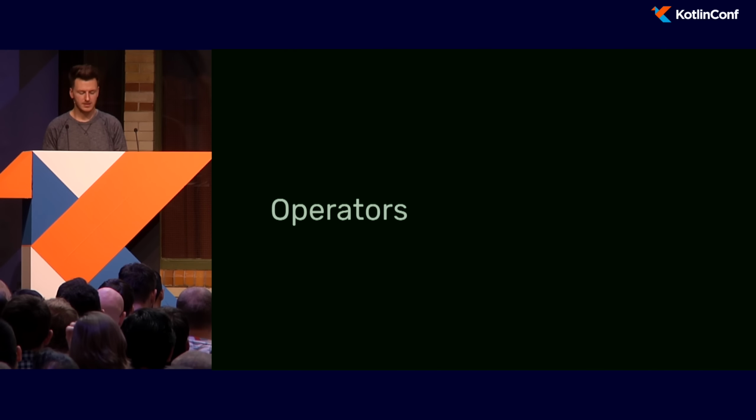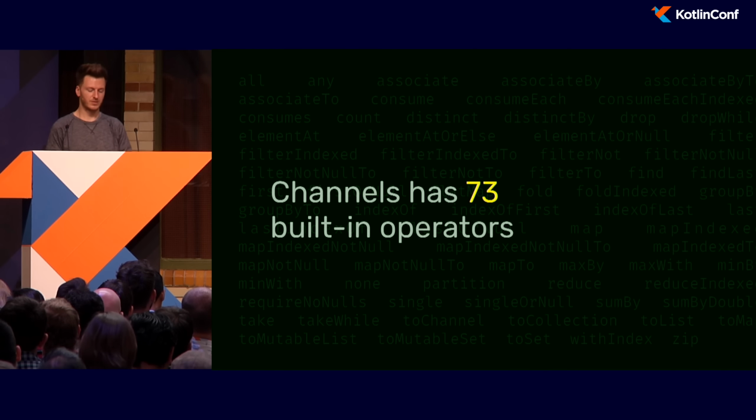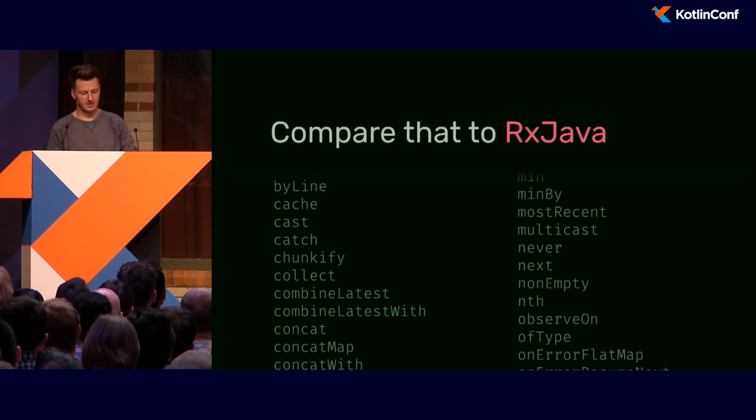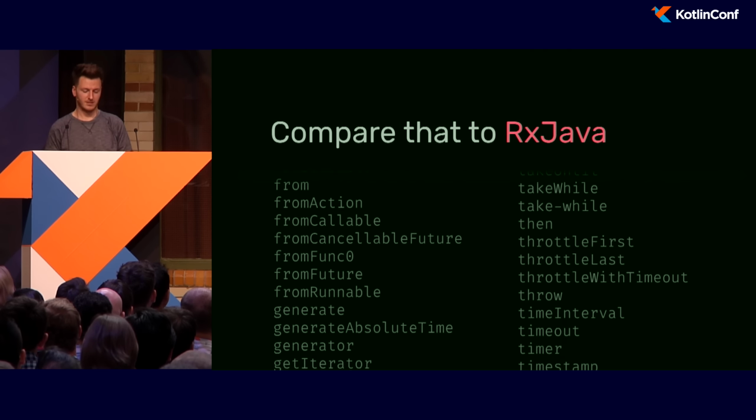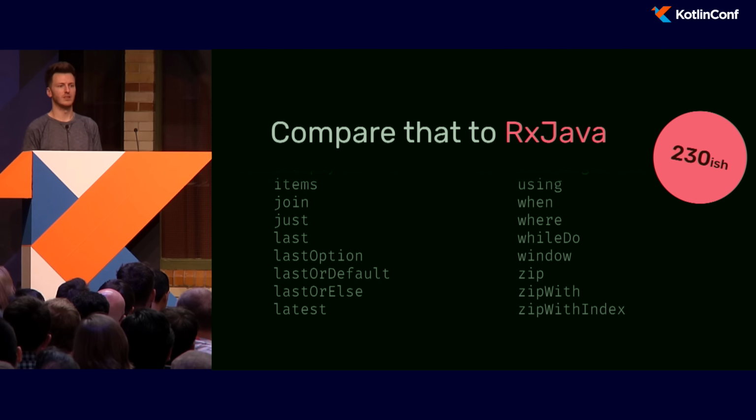In terms of operators, RxJava is known for its many, many operators. Channels has roughly 73 from my count yesterday, built-in operators, and a lot of them are kind of collection-type methods. If you compare that to RxJava, it has about 230 from my count yesterday. Now, a lot of them are not really applicable to Kotlin, because some of them are like function zero, where you don't really need them when you have a Lambda.